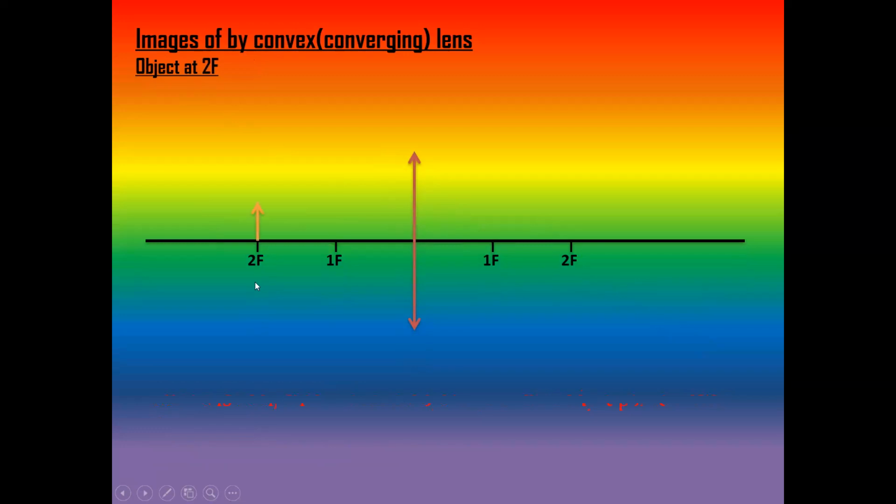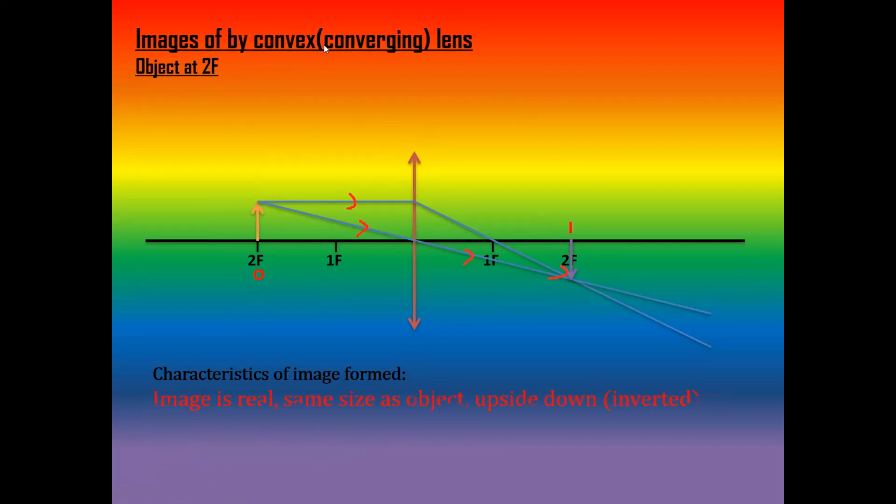So for example, the image formed by a convex lens when the object is at 2F. This is a lens and the object is at 2F. First, the parallel light ray passes through the focus. One ray goes through the optical center, where it will pass straight. So the two light rays will intersect or combine at this point, and when the two light rays intersect or combine, we call that the image. And this image will be real, it will be the same size, and it will be upside down.